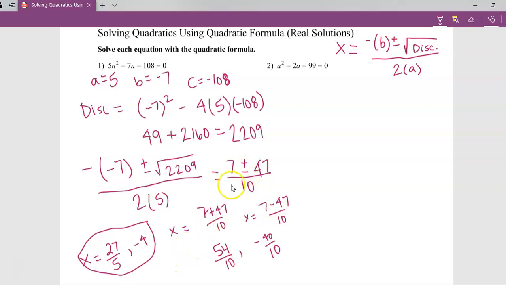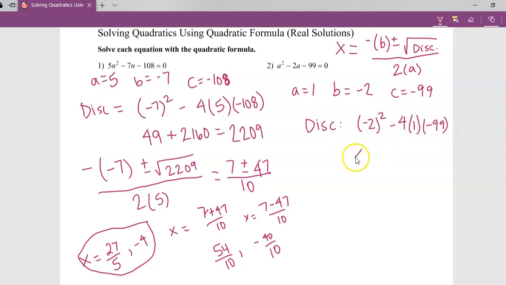All right, so let's try number 2. On number 2, my a is equal to 1 because I don't see anything in front of x squared. My b is equal to negative 2, and c is negative 99. So let's go ahead and plug those in. Remember, first you want to find the discriminant. So the discriminant here is b squared minus 4 times a times c.